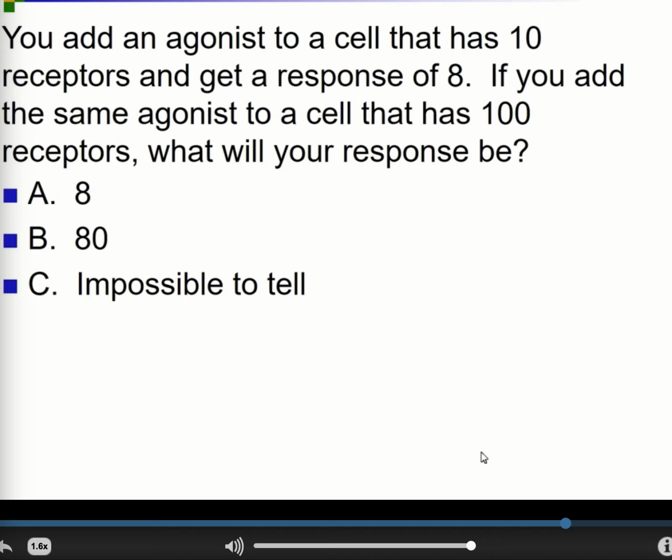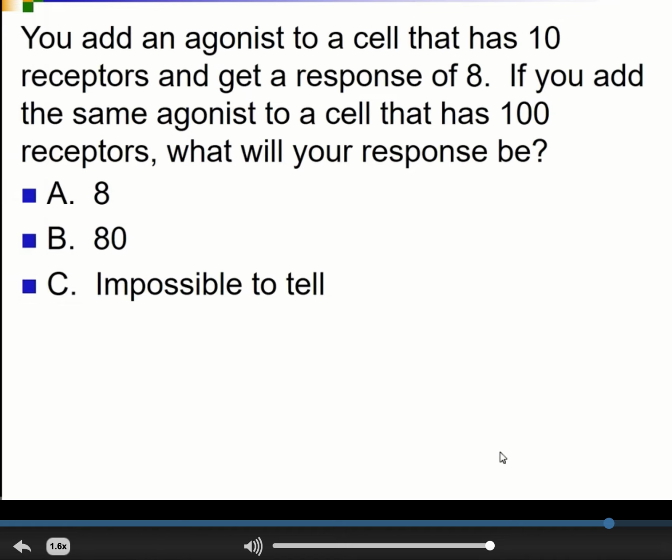And so taking that into consideration, what do you expect the response to be in the cell that has 100 receptors? You expect it to be 8, the same as in the cell that had 10. You expect it to be 80, 10 times the response that you had in the cell that had 10 receptors, or can we not tell? Now, there's no math to do here, so we're just going to move on. And the correct answer here is it's impossible to tell. And remember, this is science.